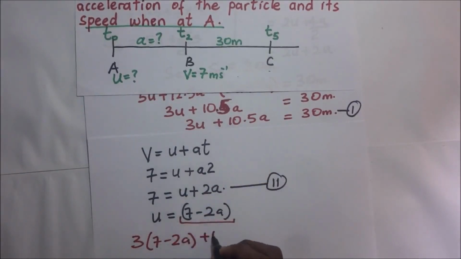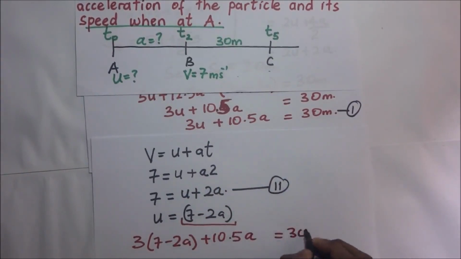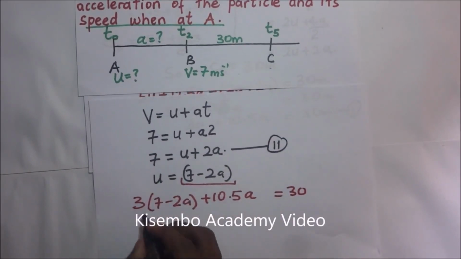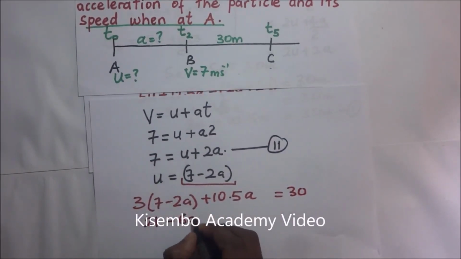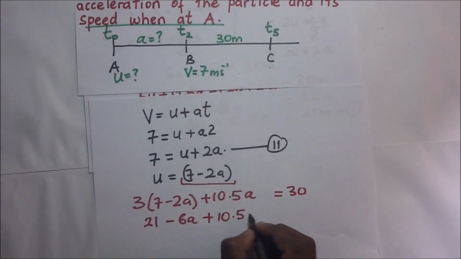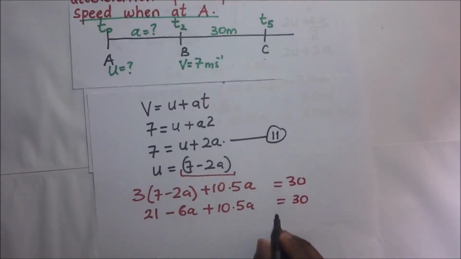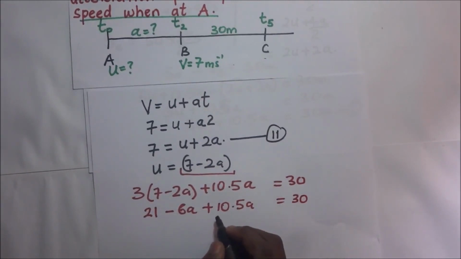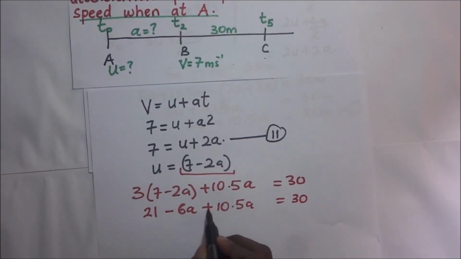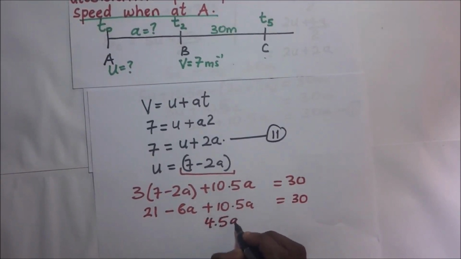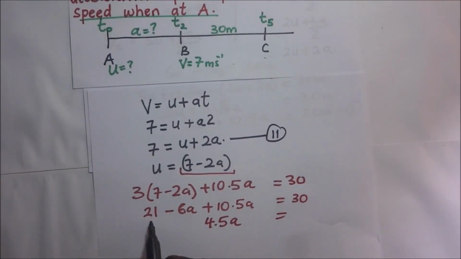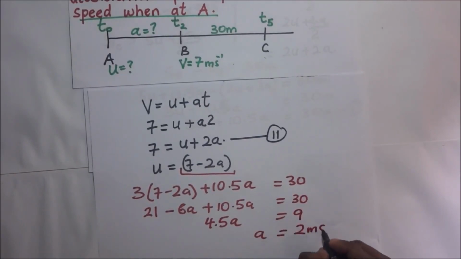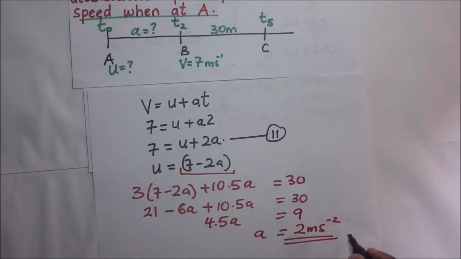plus 10.5A is going to be equal to 30. So definitely this is 21 minus 6A plus 10.5A, giving us 30. Negative 6A plus 10.5A is going to give us 4.5A. Is going to give us 30 minus 21, giving us 9. Then our value of A definitely there is 2 meters per second squared.